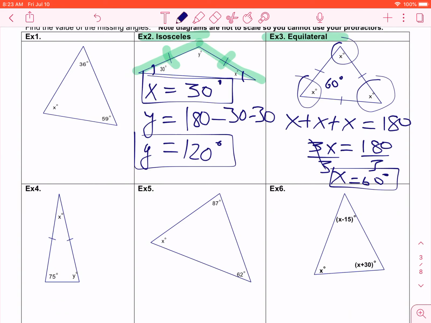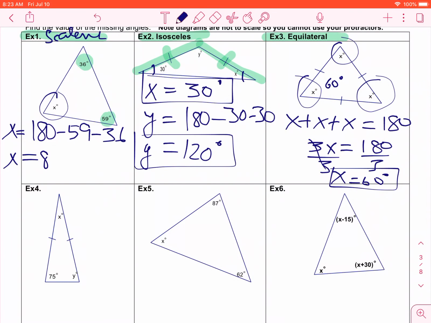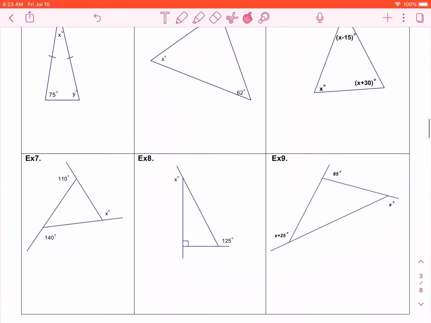Okay. This one is our scalene triangle. Okay, scalene means no sides are equal, no angles are equal. Okay, so here at its simplest form, if you're just missing angle x, we could just say x is equal to 180 minus 59 minus 36. And then find out that missing angle. Okay? So we see what happens for the interior.